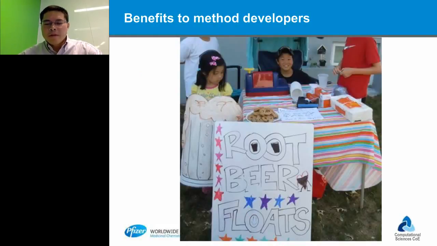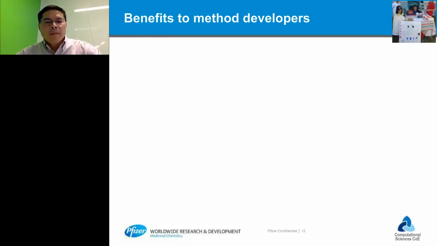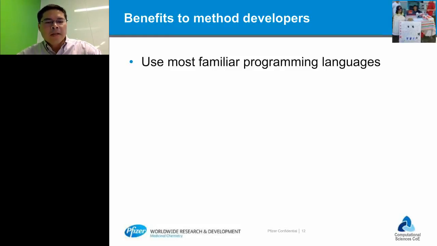If you're the inventor or creator of a new computational tool, there are many benefits. Probably the most important is that CCT supports many different programming languages, so the creator of the tool can use whatever is most familiar to him or her. That fosters innovation.